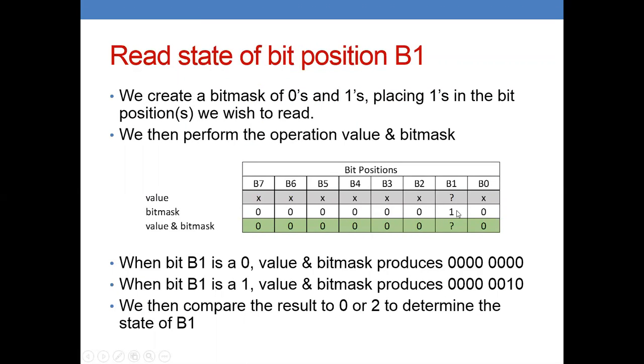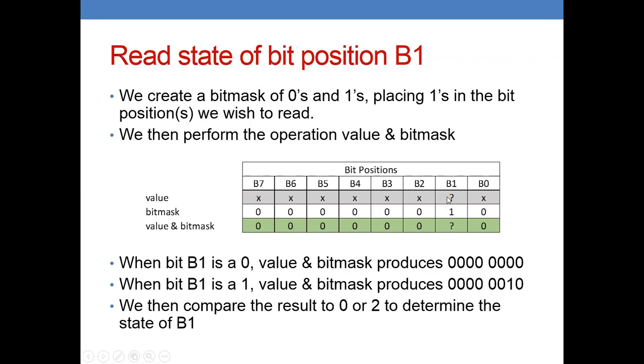We know that Boolean axiom, right, if we AND anything with a 1, X AND 1 will give us whatever is stored in X back. So when we AND value with bit mask, we'll get zeros in every single position except for the bit that we're wanting to read. If this bit happens to be 0, 0 AND 1 will give us a 0. This entire result will be 0. We'll then know that bit B1 is a 0.